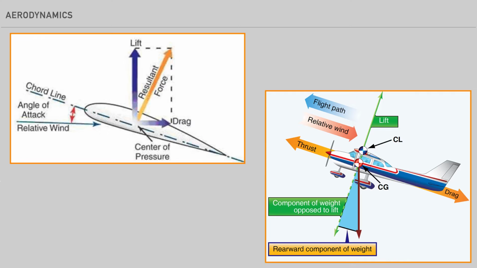In steady flight, the sum of all upward forces, not just lift, equals the sum of all downward forces, not just weight, and the sum of all forward forces, not just thrust, equals the sum of all rearward forces, not just drag. For example, in a climb there is a portion of thrust which is directed upward, contributing to lift, while at the same time a portion of weight is directed backwards, contributing to drag.